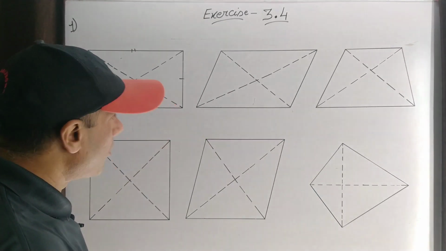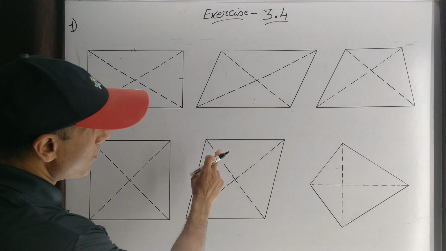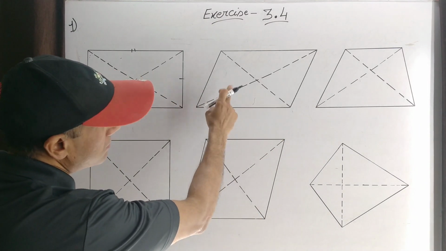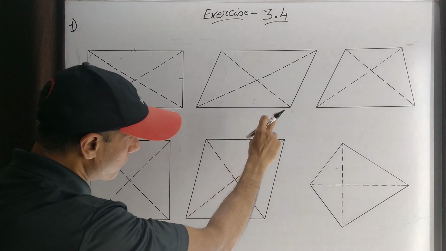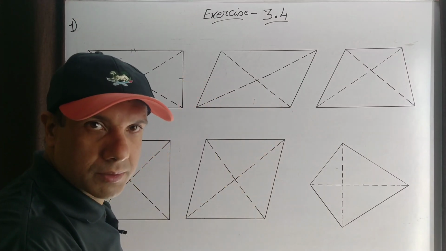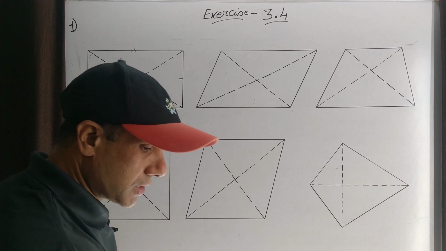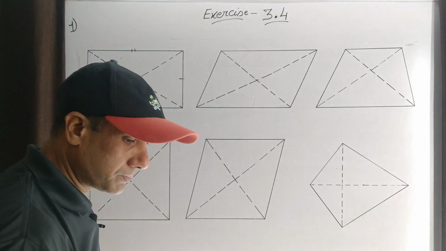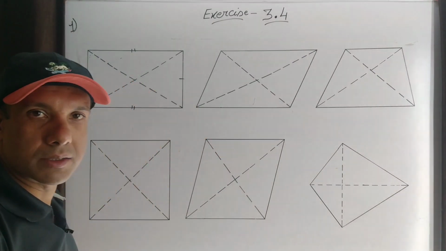1b. All rhombuses are parallelograms. A rhombus has all four sides equal. A parallelogram has pairs of equal sides. So for a parallelogram, opposite sides need to be parallel. Okay, so this stays true with a rhombus. So all rhombuses are parallelograms. This statement is true.